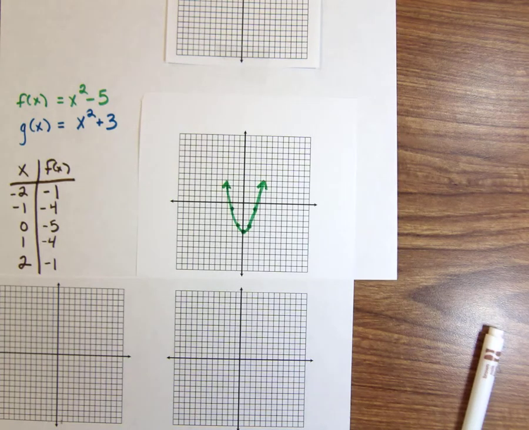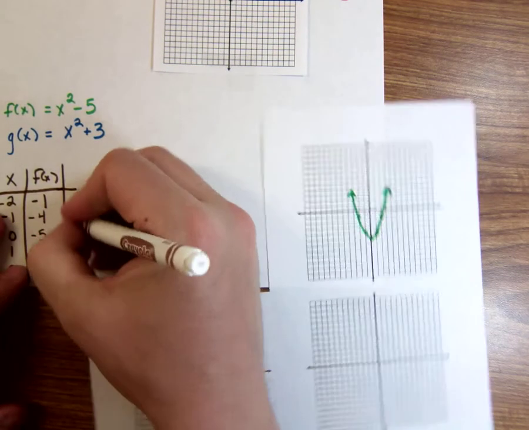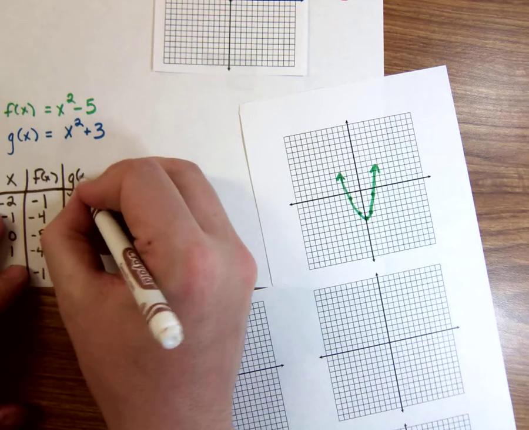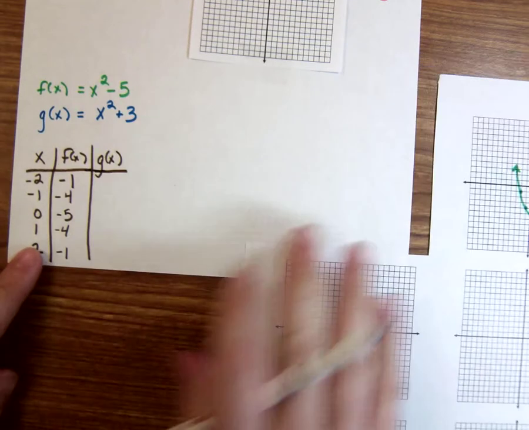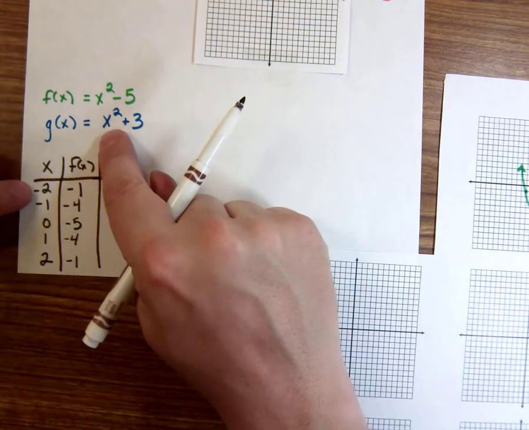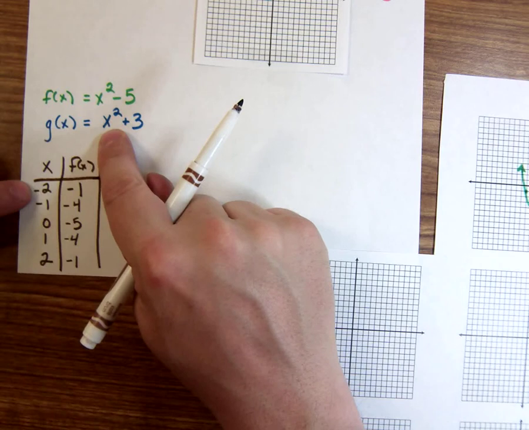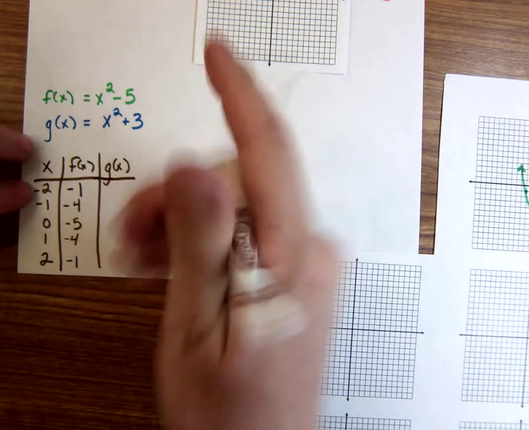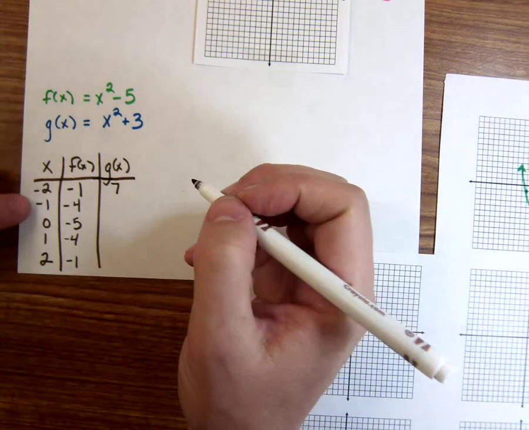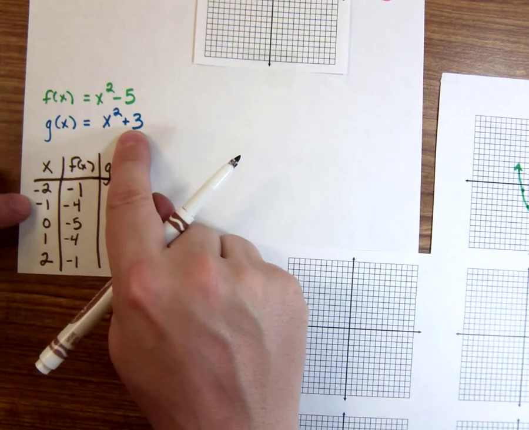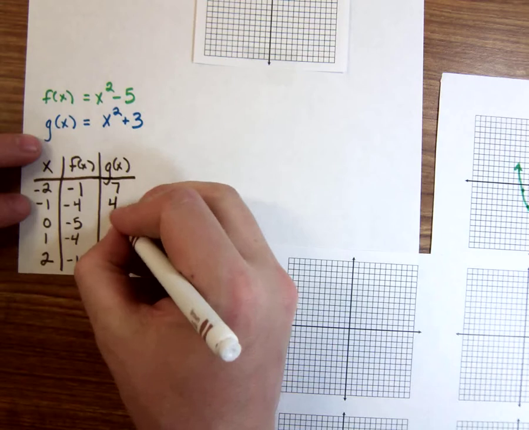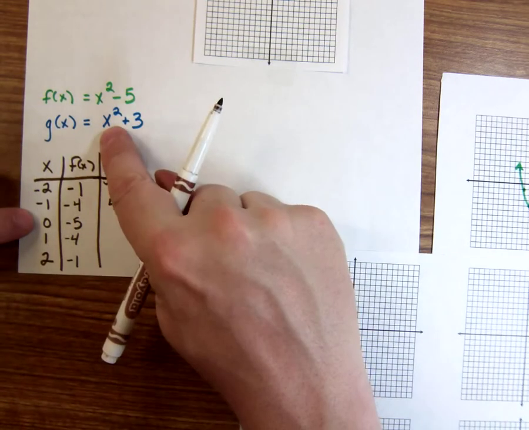Okay, let's go ahead and graph the g of x function then. So back to our table. Let's make a new column for g of x. G of x is x squared plus 3. Okay, so my first x was -2, so it's -2 squared, which is 4. 4 plus 3 is 7. If x is -1, I have -1 squared, which is 1, plus 3, 4. There we go. 0 squared is 0, plus 3, 3.